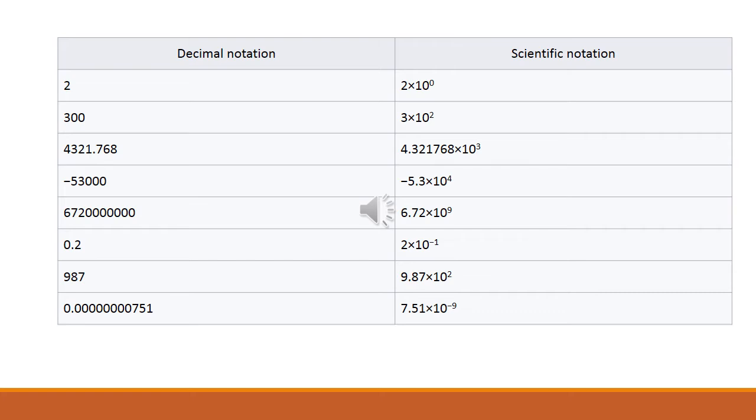In the next row, the value given to us is 300. You can see that it has been written as 3 times 10 raised to power 2, because if we place the decimal after 3, there would be 2 more digits, which are zeros. So that's why we have written 10 raised to power 2. In the third row, you can see that the value is 4321.768. Students, in this value, you can see that the decimal is not at its actual place, which is after the first non-zero digit, which is 4.